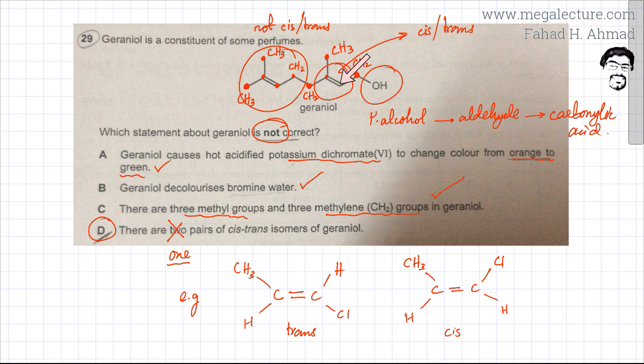If you look at this double bond over here, there's CH3 attached on one side. On the other side, there's this long carbon chain attached. So both sides are different. On this side, there is CH2OH attached, and there's going to be an H attached on the other side. So this particular double bond would be forming cis and trans isomerism. It's going to show cis and trans isomerism. So there's only going to be just one pair of cis and trans. The other double bond is not having cis and trans isomers. So the statement that there are two pairs of cis-trans isomers of geraniol is incorrect. There's only one pair.